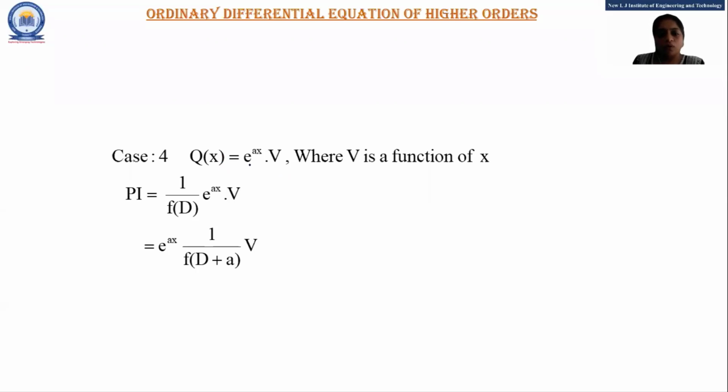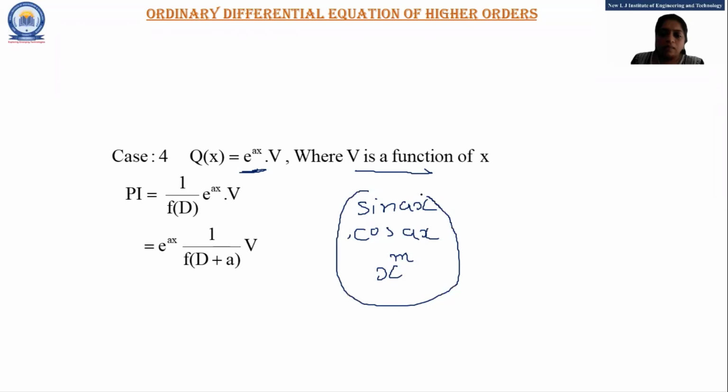Okay. So for the case 4, when the right hand side of the given differential equation is e raised to ax into v. V is what? V is a function of x. So it may be a sine term, it may be a cos term, or it may be a power of x, right? V is a function of x, but of a particular type, that is, it may be sine x, it may be cos x, or it is a function of power of x, that is x raised to m. So V is any out of this, right?